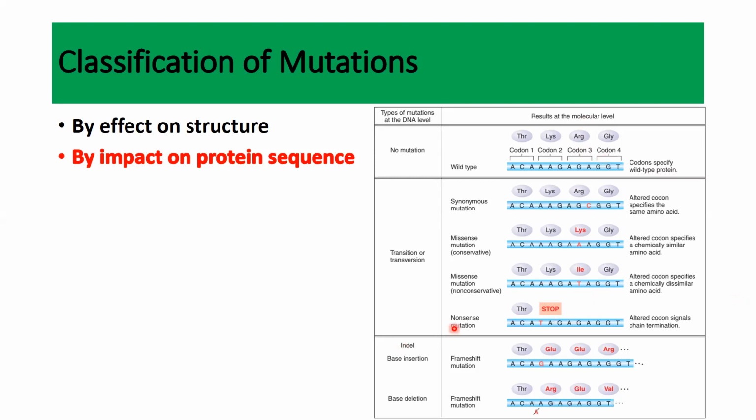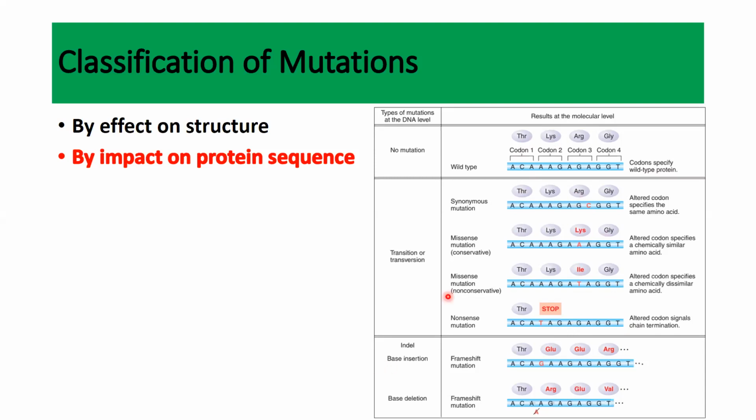Similarly, there are nonsense mutations. Nonsense mutations mean that a change in nucleotide sequence will introduce a stop codon. As you know, a stop codon will stop the transcription, and ultimately it will stop the translation. This we can see here. This is the normal wild type protein. This is the similar protein, the changed protein.